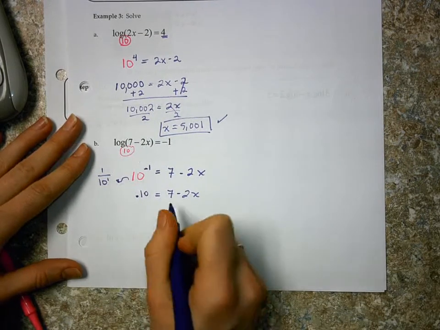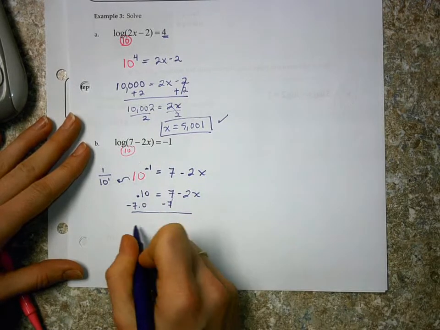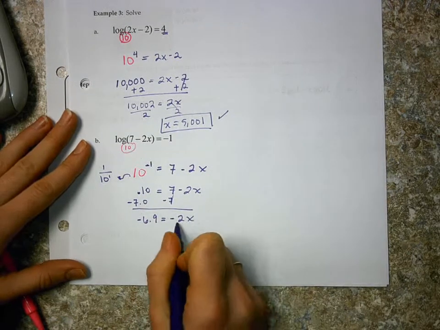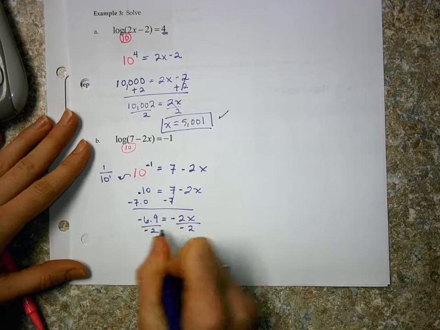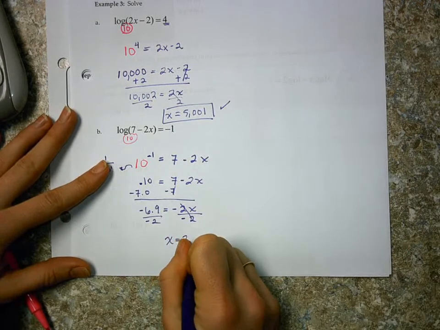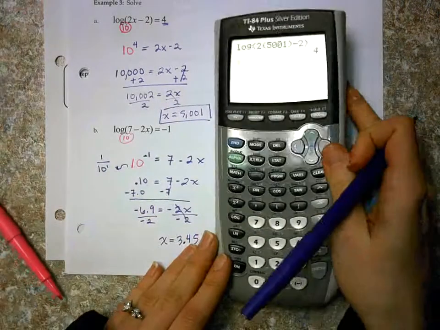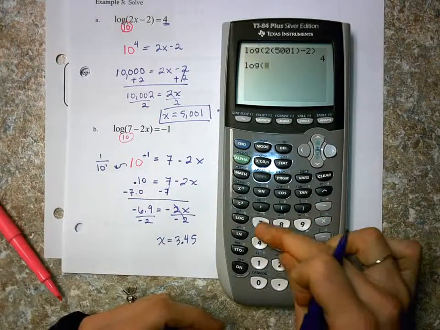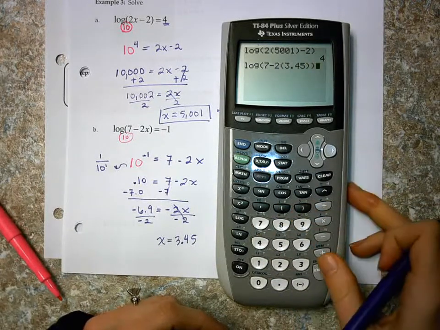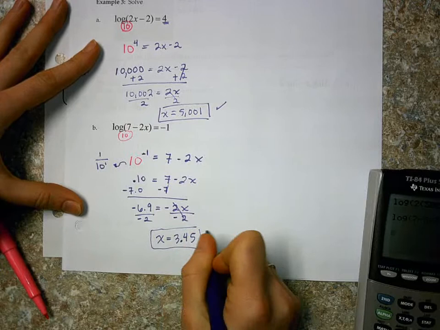Now I just get x by itself. So subtract 7, or you could think 7.0 to both sides, giving me negative 6.9 is equal to negative 2 times x. Divide both sides by negative 2. A negative divided by a negative is a positive, and I'll see that x is equal to 3.45. But again, before I box that, I want to check it. So I have log of 7 minus 2 times 3.45, and see, does that really equal negative 1? Sweet, it does. So I'm going to box that and check it.